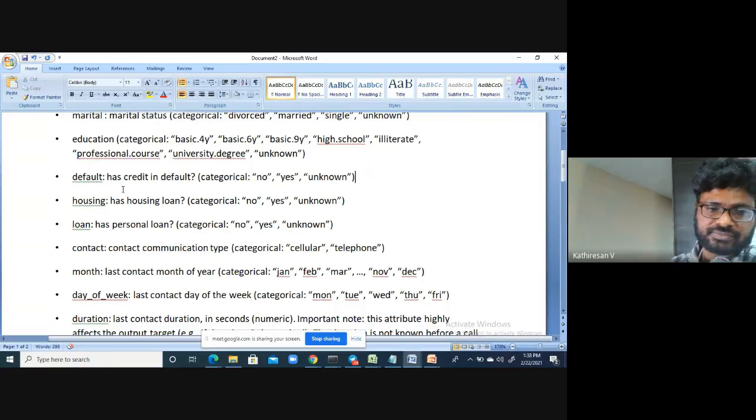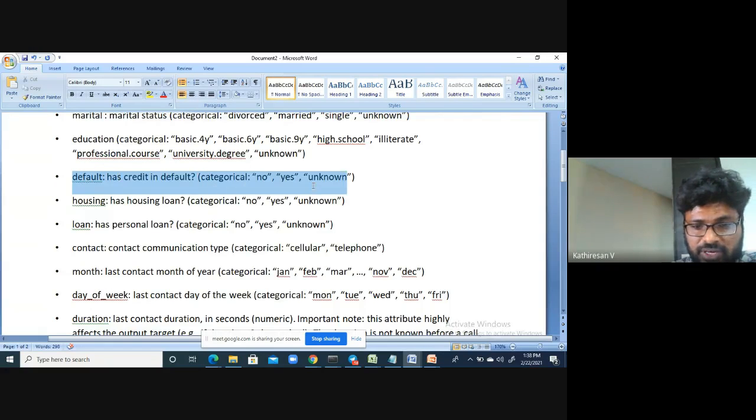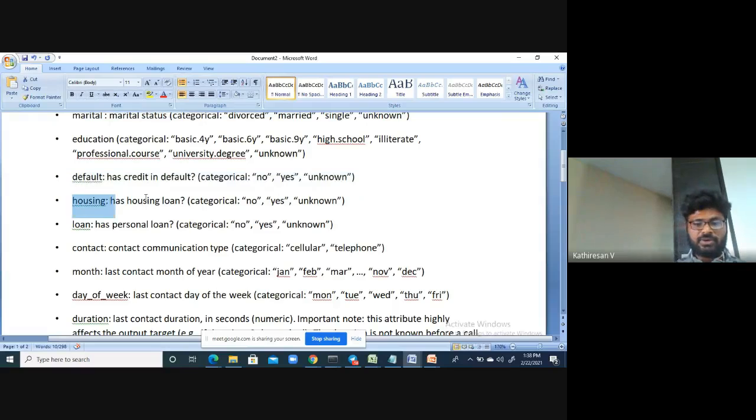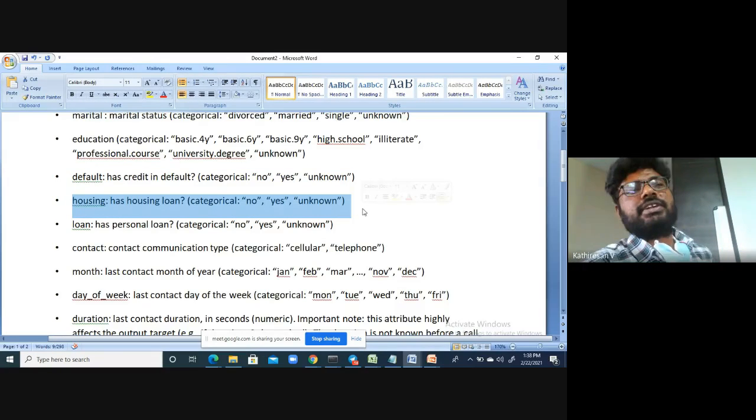Here see, has credit in default, yes, no. This is having high correlation. Based on this, we can decide the target variable. And housing loan, yes or no. It is also having high correlation, but I don't know whether it is positive correlation or negative correlation.